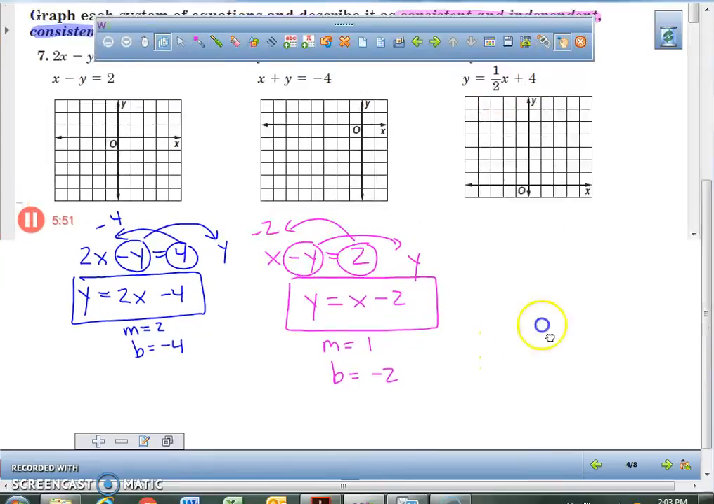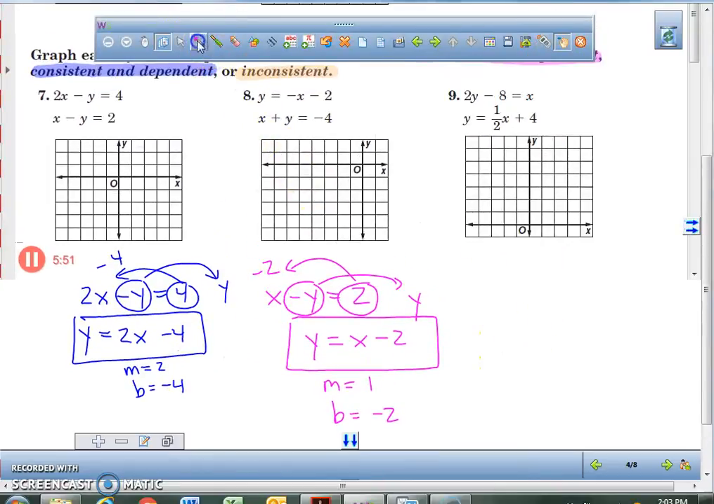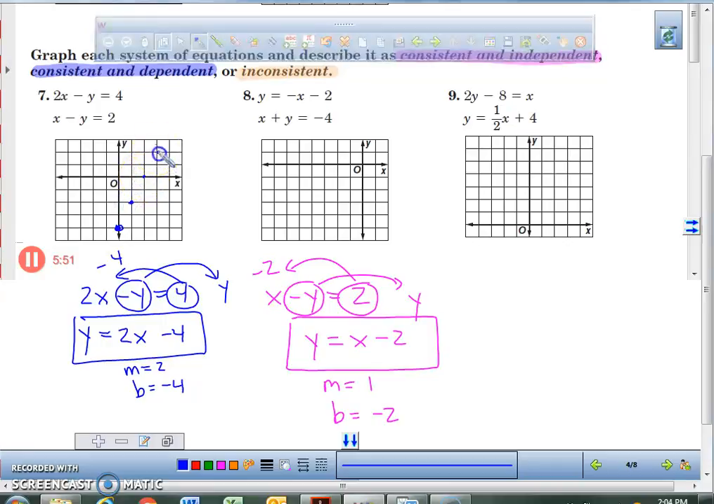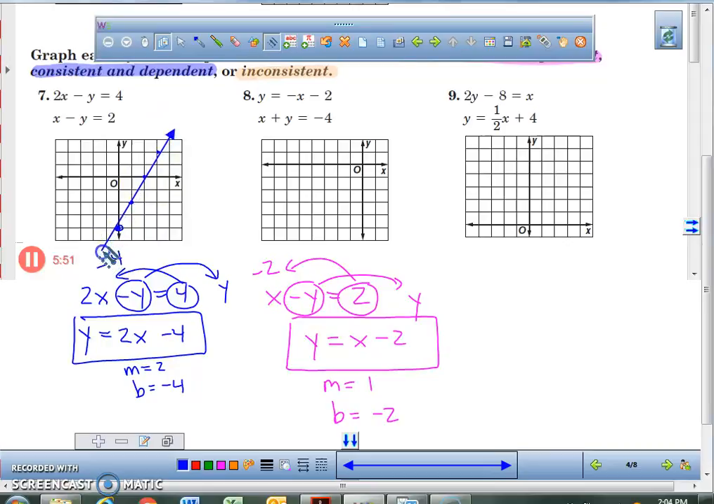Alright, so let's graph these. We've got 2 and a negative 4 right here. Negative 1, negative 2, negative 3, negative 4. We got to go up 2 over 1, up 2 over 1, up 2 over 1. Connect the dots. That's still not a very good line, but you know what. There we go. Now we're going to do the other line.